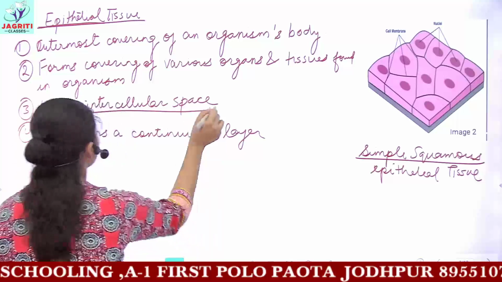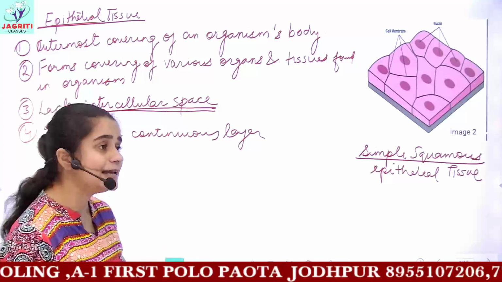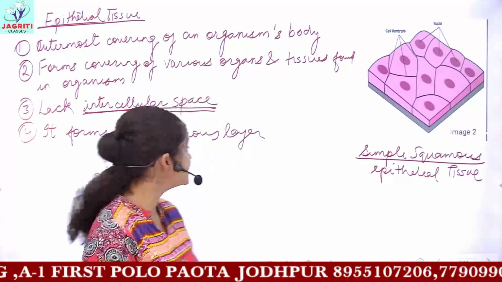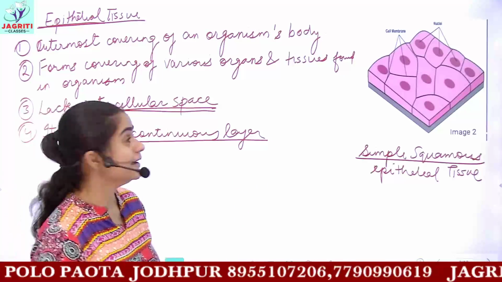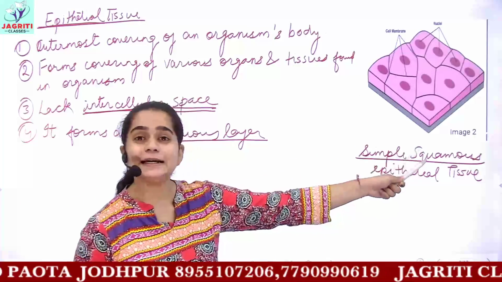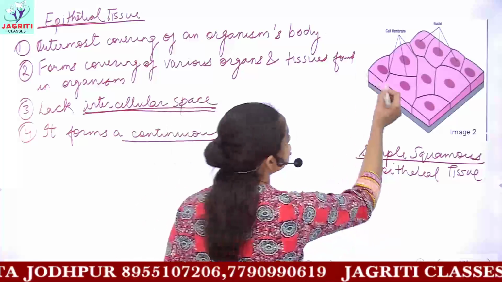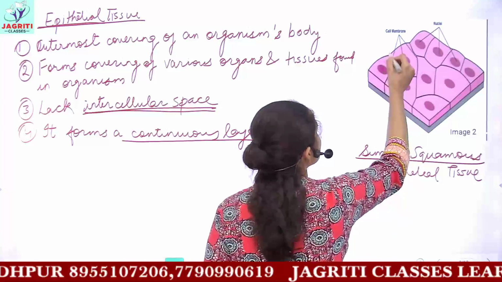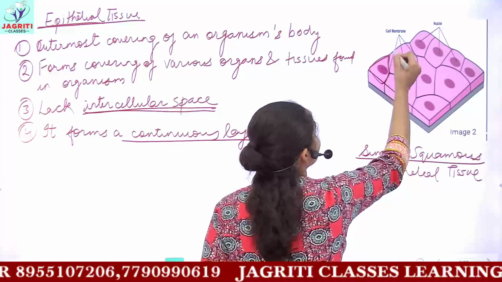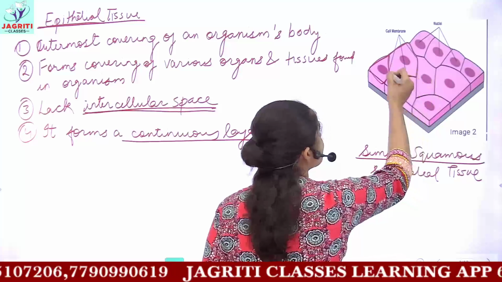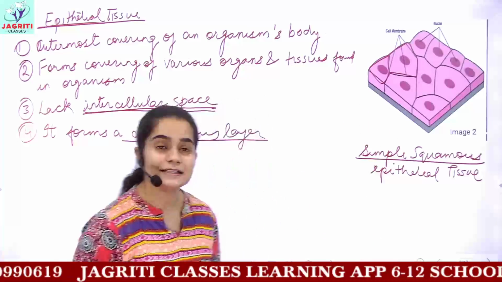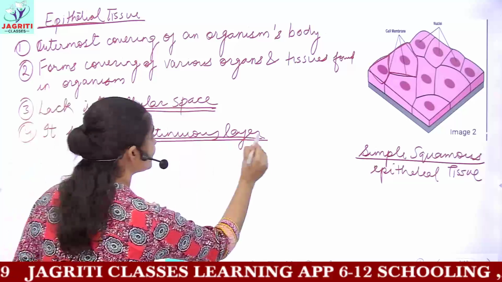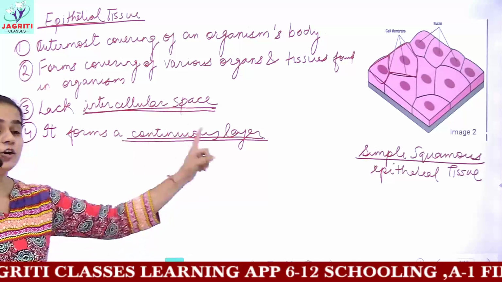Because it does not have any kind of intercellular space or breaks in between the regions, we say that this tissue is in the form of continuous layer. And this you can also see in the diagram provided. This is your first cell, this is your next adjacent cell. You can see there is no space between these two cells, and hence we say that these are present in the form of continuous layers.